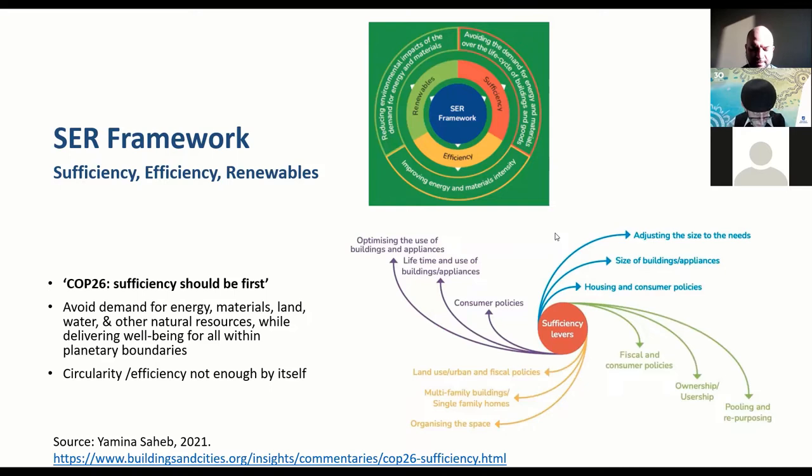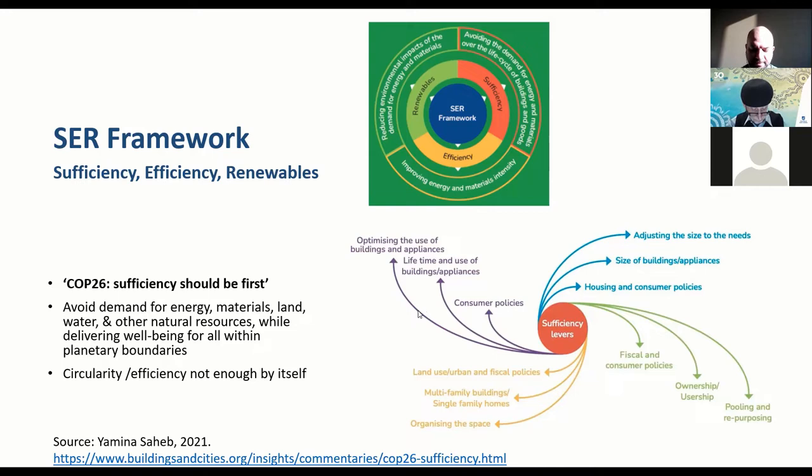I was very fortunate recently to connect up with Dr. Yamina Saheb, who happens to be the lead author for the IPCC on climate change mitigation. So she has a very important role, and she's very busy right at the moment, as you can imagine, writing up the IPCC report. But she's a tremendously inspirational person, and she developed this framework, which is, there's a publication which you can find at the bottom about this.